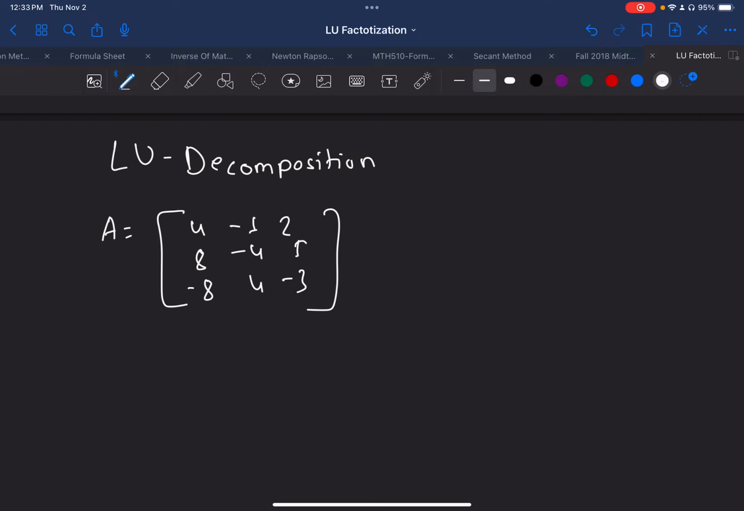Hey everyone. Today we will learn how to decompose this matrix A into a lower triangular matrix and an upper triangular matrix, right? So we will denote the lower triangular matrix as L and the upper as U. So what does lower triangular matrix mean?